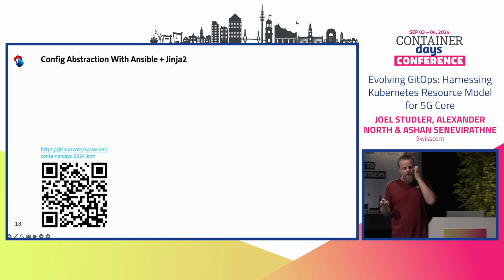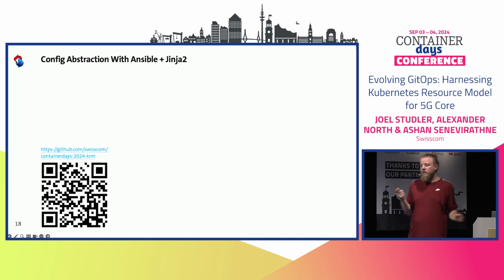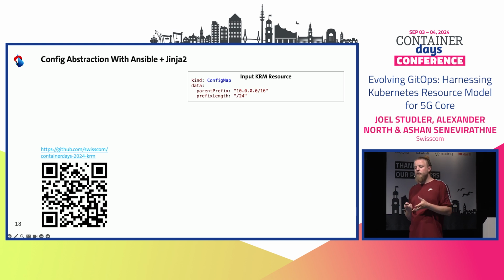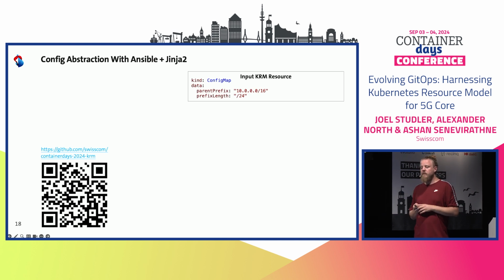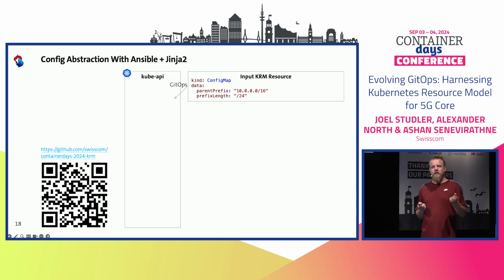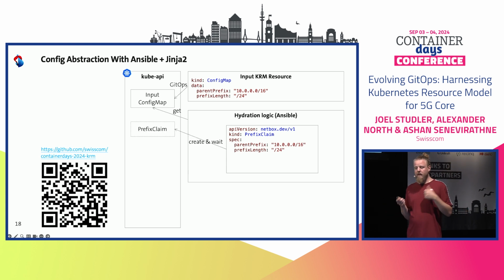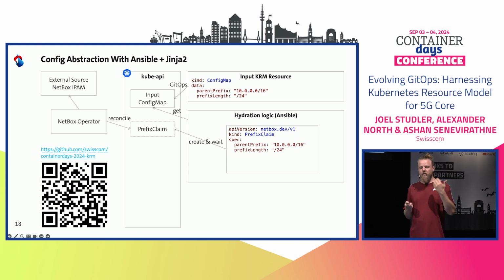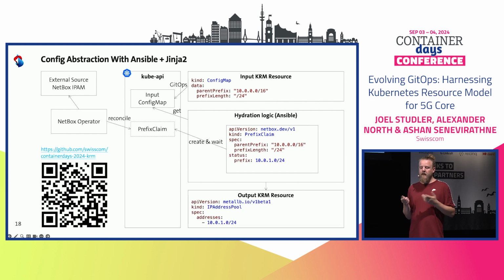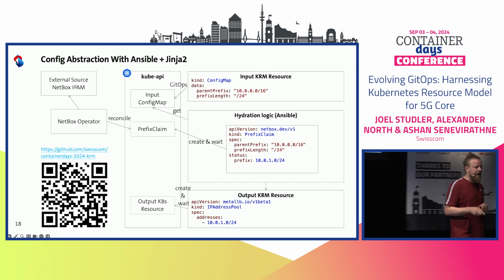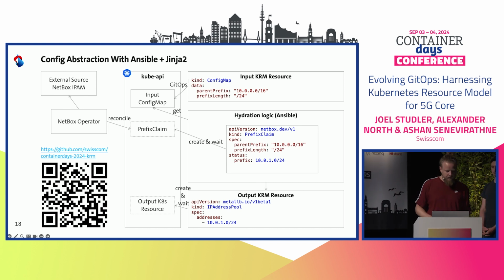So when we look at the config or the hydration flow, we will have the input config map. It's a resource of type config map. We will sync it to the Kube API, and then we will need to manually trigger Ansible. As soon as this is done, it will fetch this config map, render the prefix claim, apply it to the cluster. Netbox will reconcile it, eventually update the prefix in the status field, and then we can render and apply the MetalLB resource.